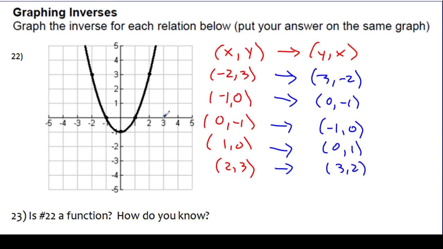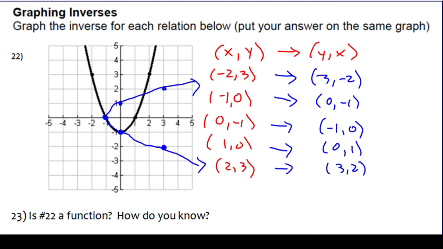3, -2, okay, 0, -1, that's already marked, that was on the original function. -1, 0 also was marked, okay, 0, 1, that's this one, okay, and 3, 2, okay. So if you notice, it's the exact same parabola, but it's kind of rotated clockwise 90 degrees, and that's the way inverses work. So I'm going to say, in this case, that this is the inverse on the graph.